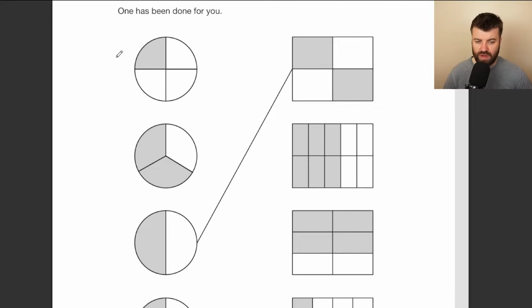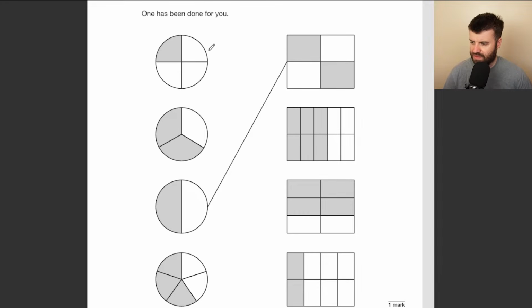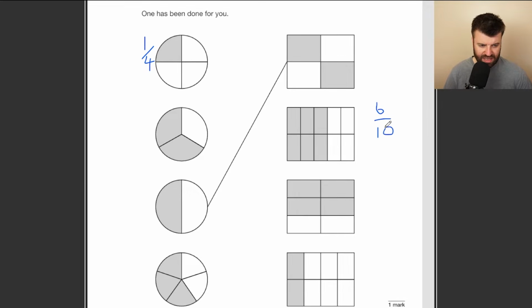Something you might want to do in this one is simply label down the side. If I make it a bit smaller, it might fit into one page. There we go. You might want to label down the side. This is 1 out of 4, 1 shaded out of 4 equal parts. So which one down this side do we see 1 shaded out of 4? Well, we don't actually see any. This is 6 shaded out of 10. This is 3 shaded out of 6. And 4 shaded out of 6. My goodness. And down here, this is 2 shaded out of 8.